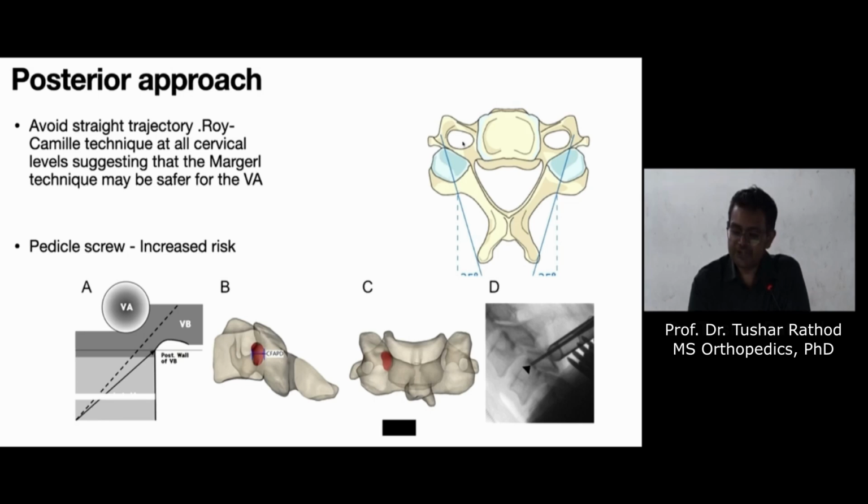Because if you direct straight on, you have a chance to cause a vertebral artery injury. And that is the disadvantage of the Roy-Camille over a Magerl technique. The cervical pedicle screw is a very technical, challenging procedure where the vertebral artery is just lying lateral to your pedicle and there's a spinal canal medially.